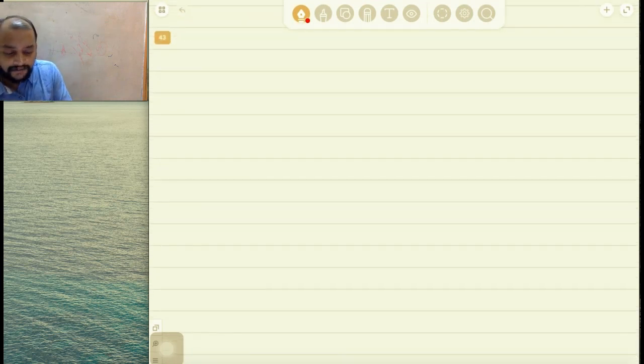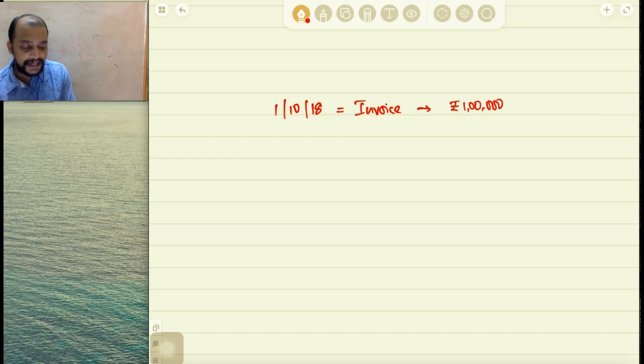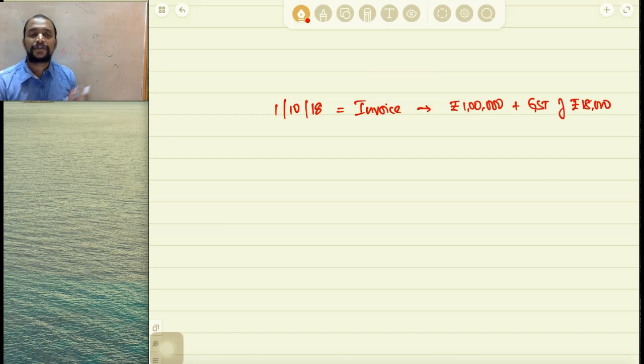Say on 1/10/2018, supplier gave an invoice to recipient, and that invoice is for rupees 1 lakh plus GST of rupees 18,000. So one supplier has given the invoice to one recipient on 1/10/2018. What is the value? 1 lakh. And what is the GST? 18,000. And ITC availed.